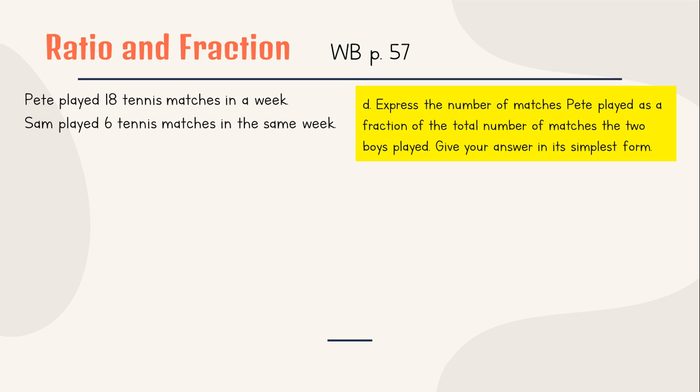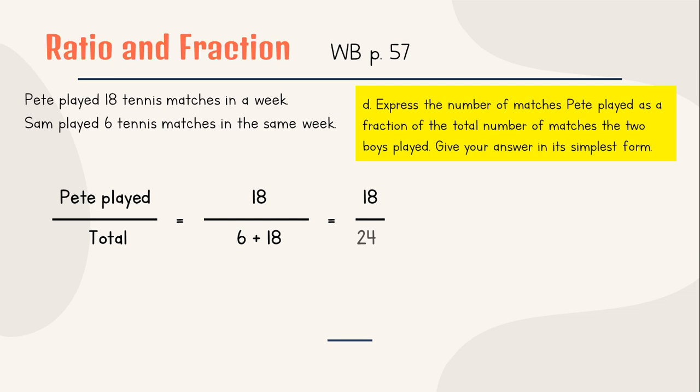Express the number of matches split plate as a fraction of the total number of matches the 2 boys played. Give your answer in its simplest form. So pit over all. That's it. Pit played how many? 18 per 6 plus 18. Why 6 plus 18? Because you are asked the total number. Is that the simplest? Of course not.